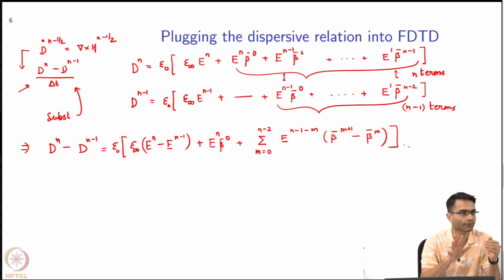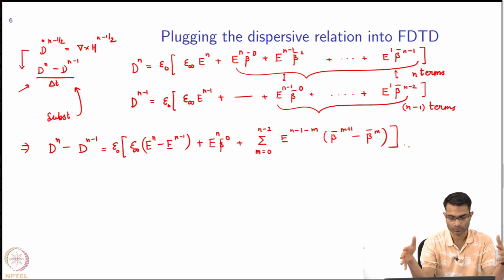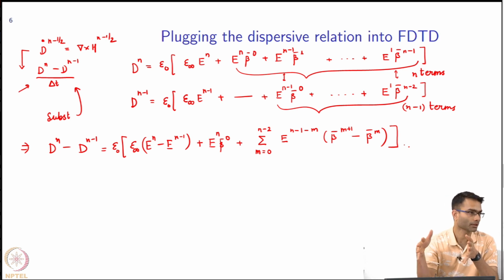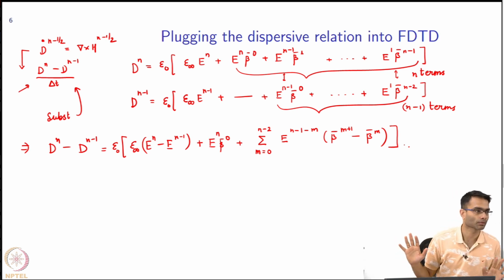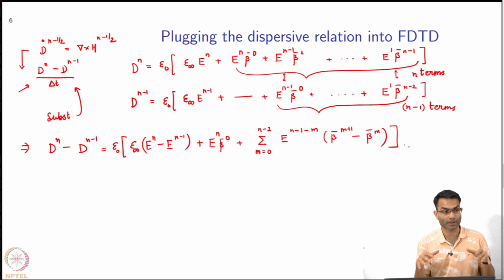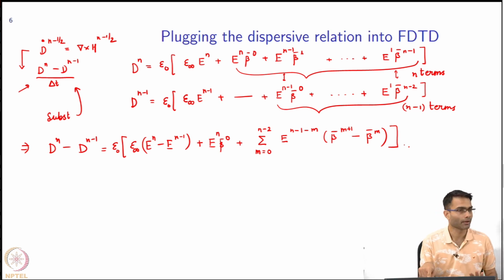Start with the Debye model, take the inverse Fourier transform, simplify the convolution, and now I have got a relation purely in terms of E. The right hand side is purely in terms of E, and I will equate this to the curl of H term. So I will get an update relation between E and H, which is what I wanted all along. Then we will see what happened to that running history. So far I still need the electric field at all past time instants. So we will deal with whether we still need that or not.